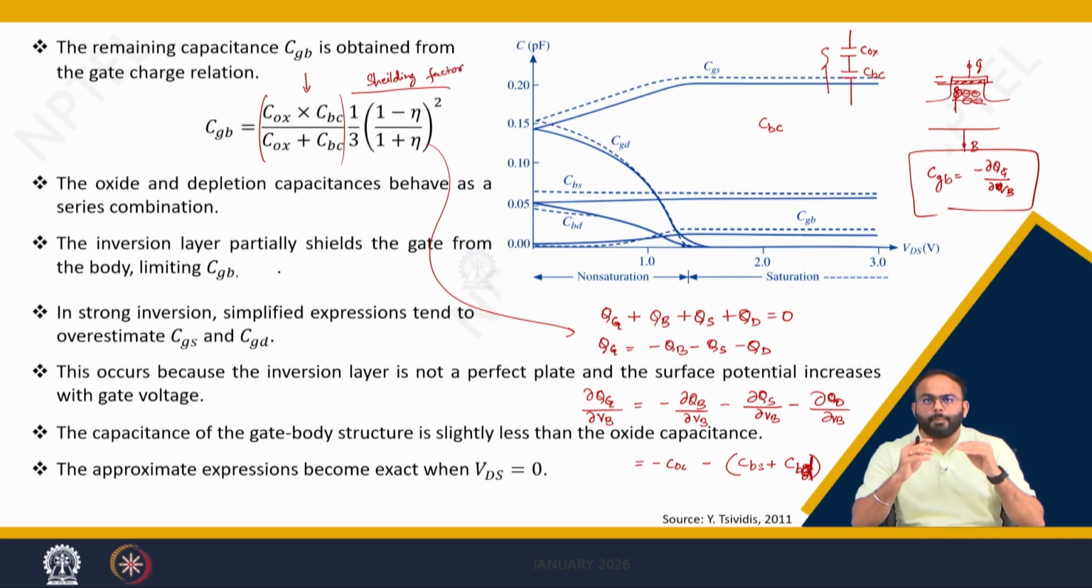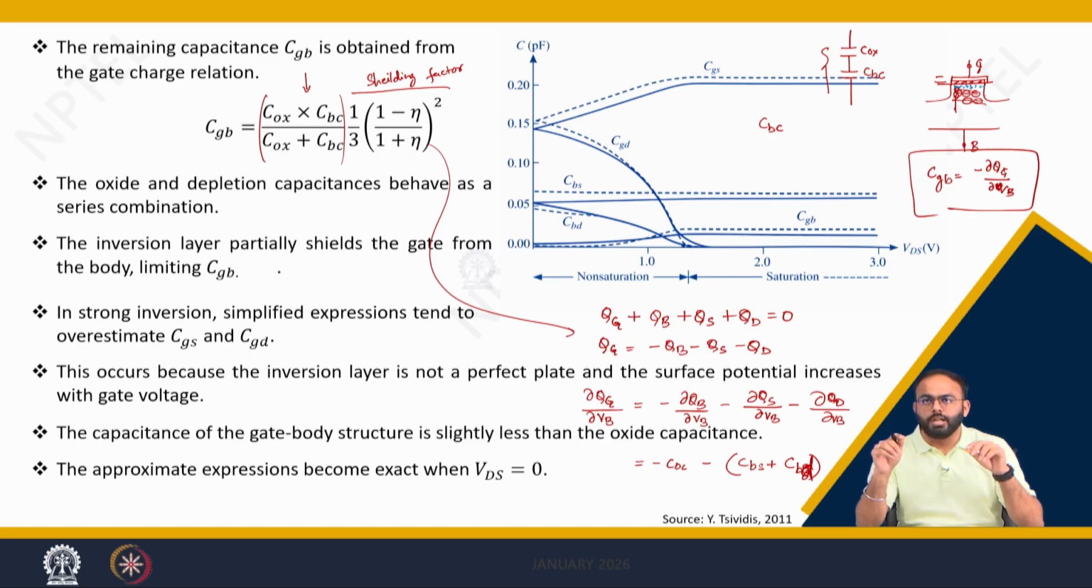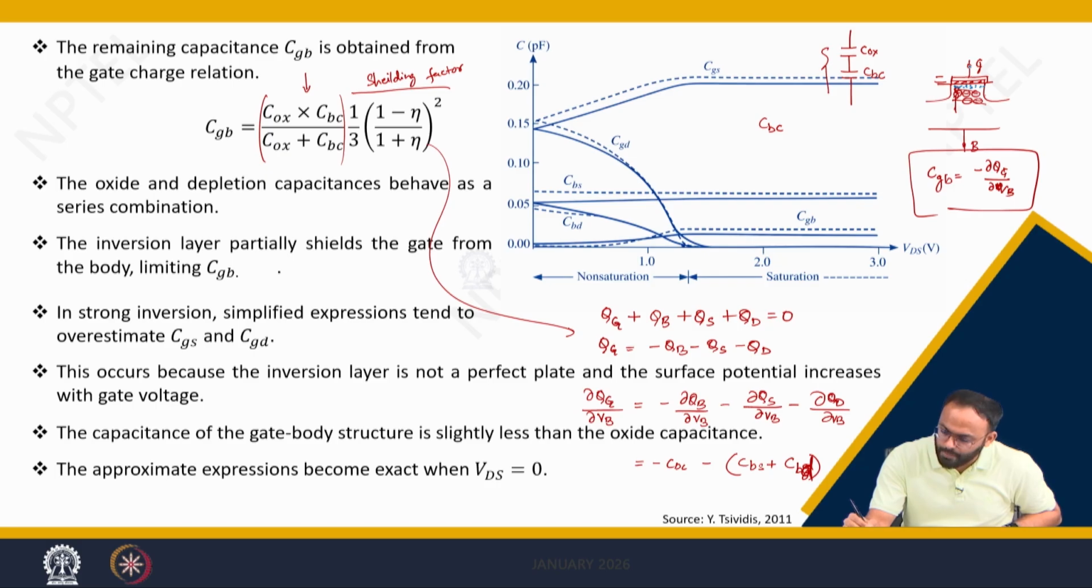meaning when you apply the voltage, then the inversion charge is coming between gate and body like this. So now if you are in strong inversion, then what will happen? The inversion charge acting as a shielding layer, and hence this capacitance is shielded by some amount. We will see how this amount can be calculated under non-saturation and saturation region of operation.